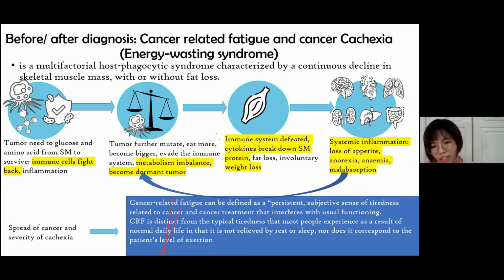And when they take over the other organs, they make you lose your appetite: anorexia, anemia, and malabsorption. That's why cancer-related fatigue, you can define as a persistent, subjective sense of tiredness related to the cancer and cancer treatment that interferes with usual functioning. And it is different from the typical tiredness most people experience in normal daily life. It's not relieved by rest or sleep, and it will continue until your body becomes very weak. That's why we call it cancer cachexia.